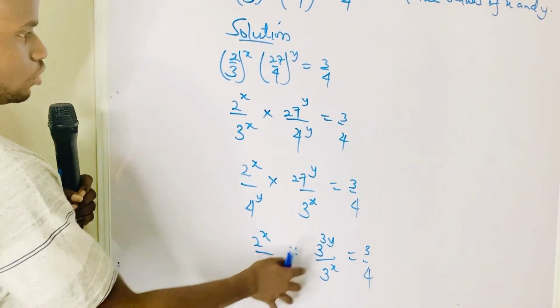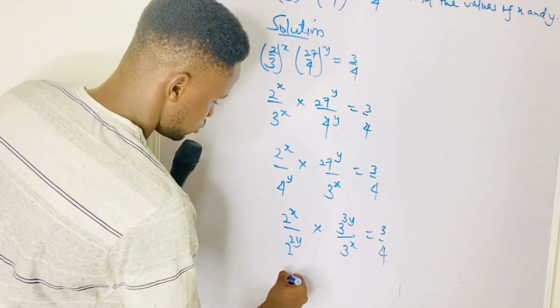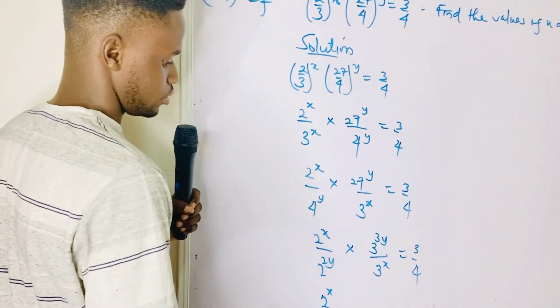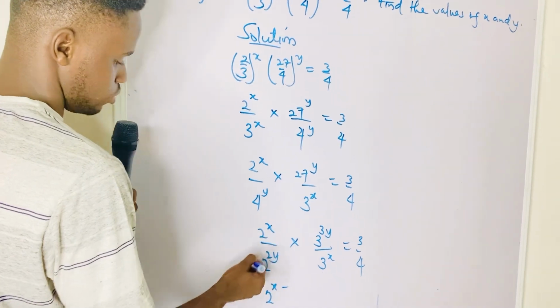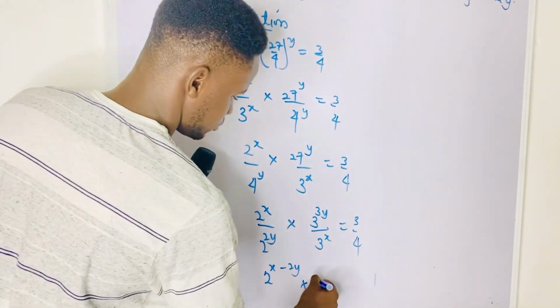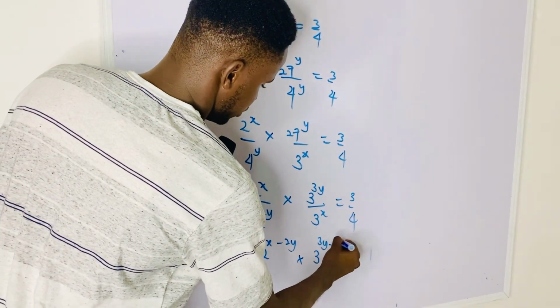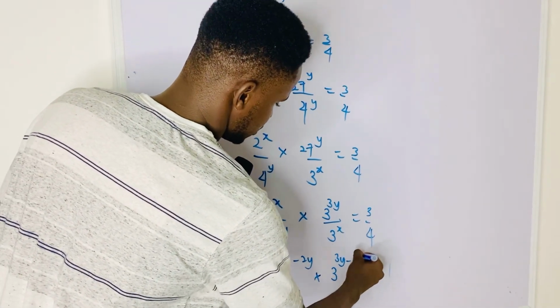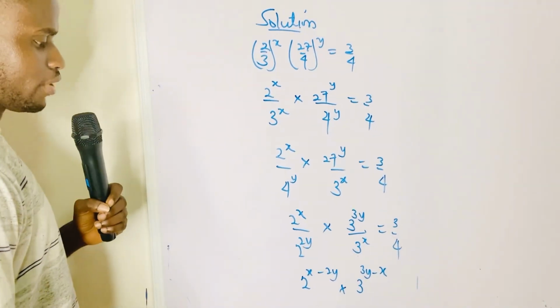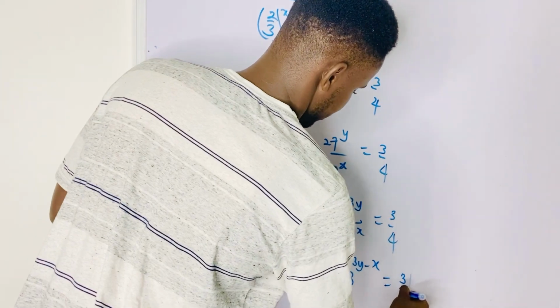Can I apply the division law here? So let's apply it. We have 2 raised to power x minus 2y, then times 3 raised to power 3y minus x, equals 3 divided by 4.